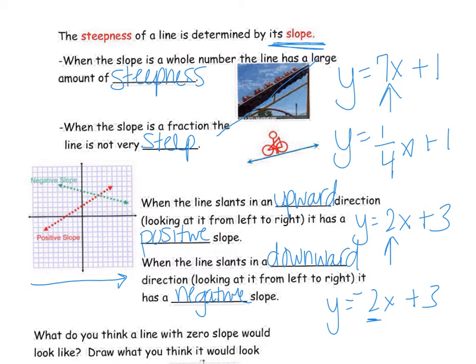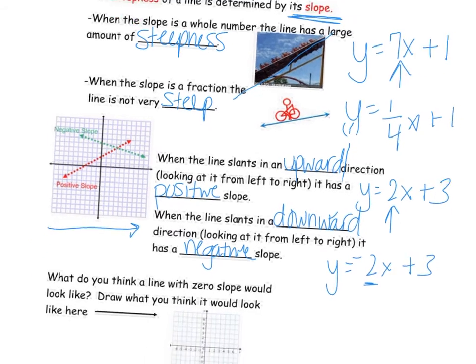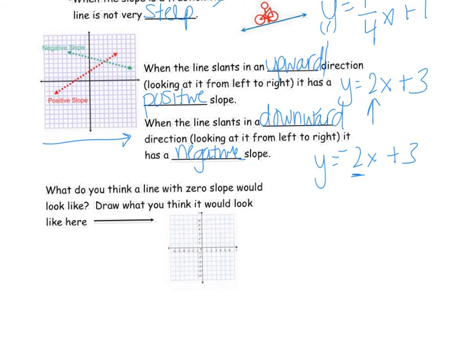Now, I want you to think for just a minute. If a line had zero slope, what do you think that it might look like? We said that a line with a whole number has a very steep slope. We said that a line with a fraction has a small slope. What do you think zero slope might look like? Draw a picture on this graph here before you submit to Seesaw.